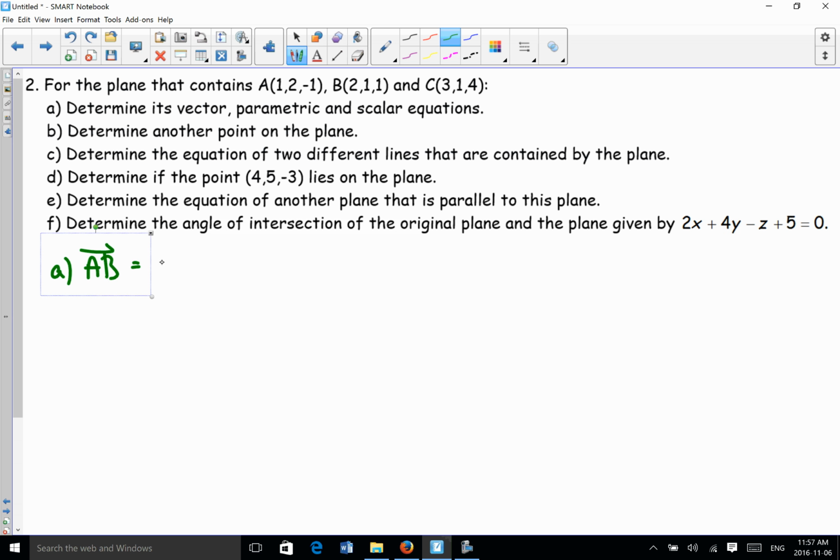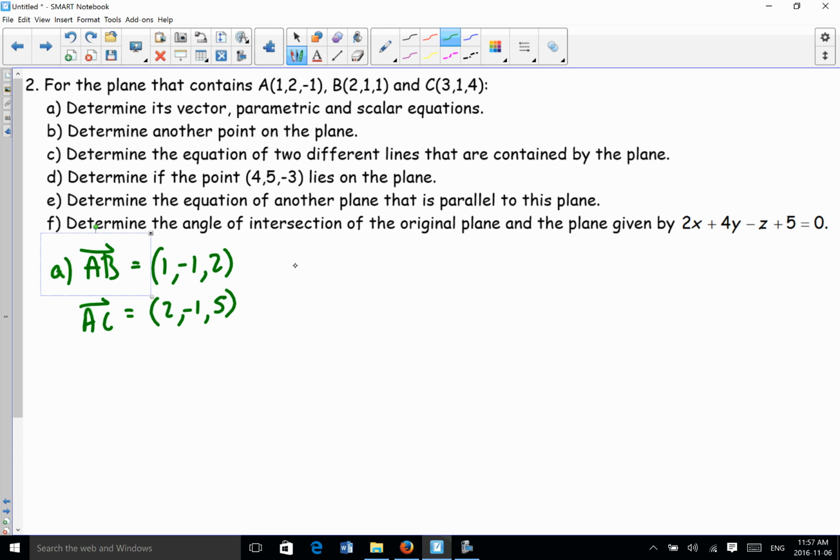So 2 minus 1 is 1, 1 minus 2 is negative 1, 1 minus negative 1 is 2. And I'm also going to do AC. Now you could totally do BC, nothing wrong with that, or you could reverse the order of these things and do CA and BA, or lots of choices here. 3 minus 1 is 2, 1 minus 2 is negative 1, 4 minus negative 1 is 5.